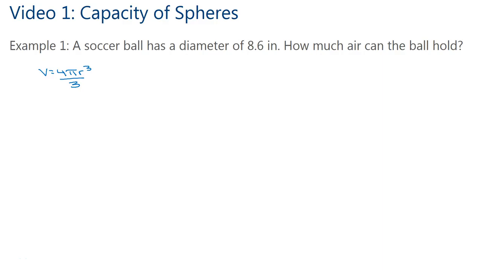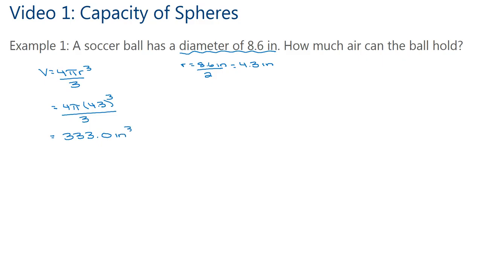So now I'm going to have to figure out the radius because we're given the diameter in the question. So I'm going to take 8.6 inches and divide that by 2 to determine that the radius is 4.3 inches. So that's what I'll plug into my formula. 4 times pi times 4.3 cubed, all divided by 3. Now that works out to be 333.0 cubic inches of air to fill that soccer ball.